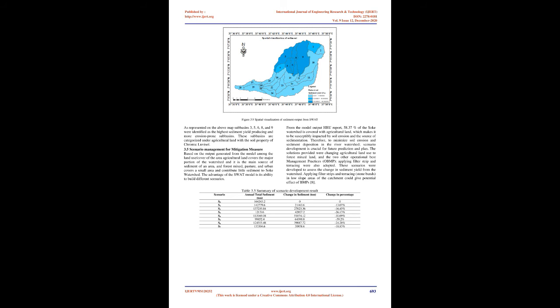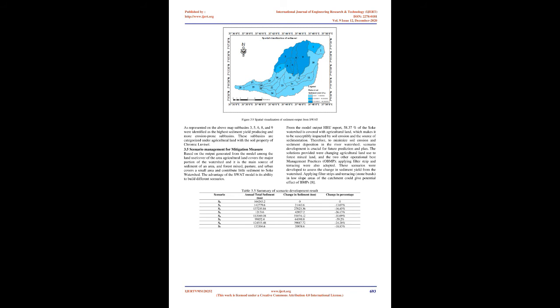3.5 Scenario Management for Mitigation Measure. Based on the output generated from the model, among the land use/cover of the area, agricultural land covers the major portion of the watershed and is the main source of sediment, while forest mixed, pasture, and urban cover a small area and contribute little sediment to the Soke watershed. The advantage of the SWAT model is its ability to build different scenarios.